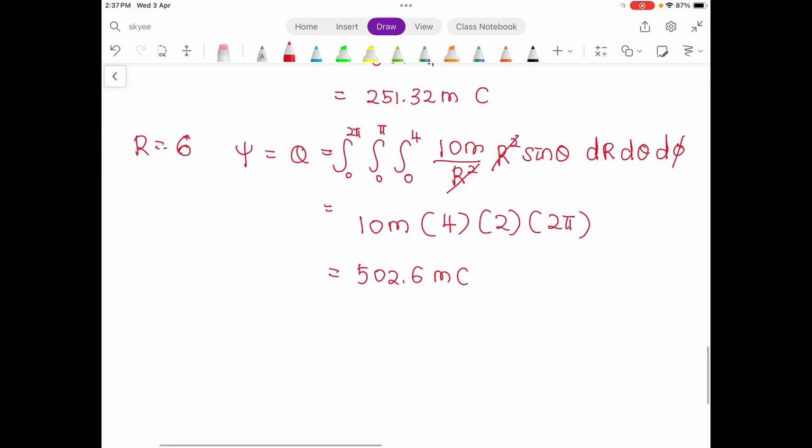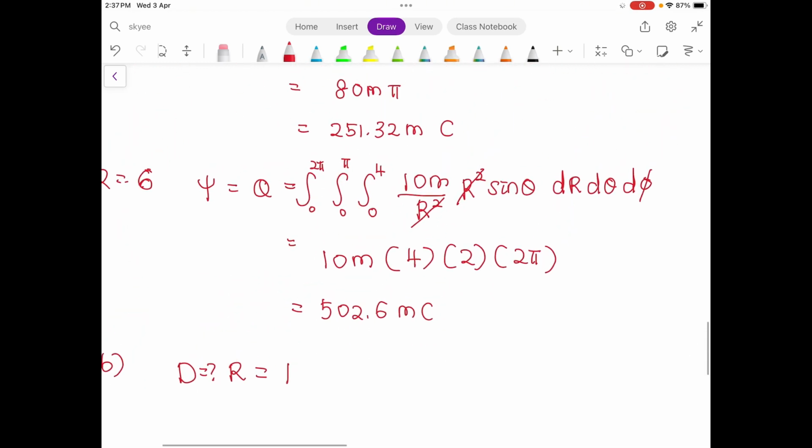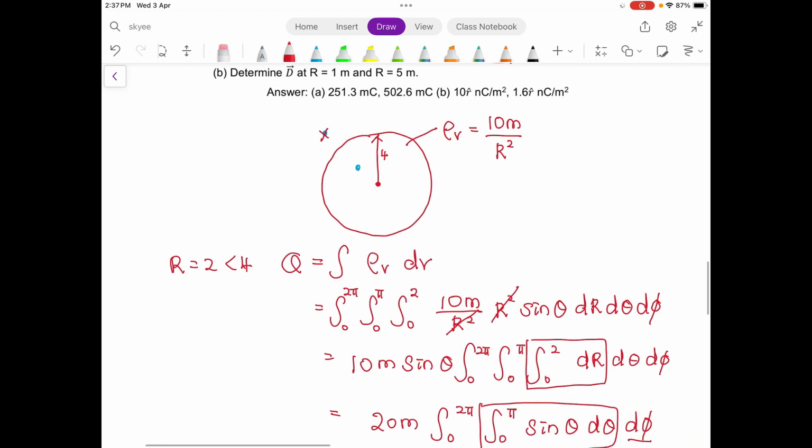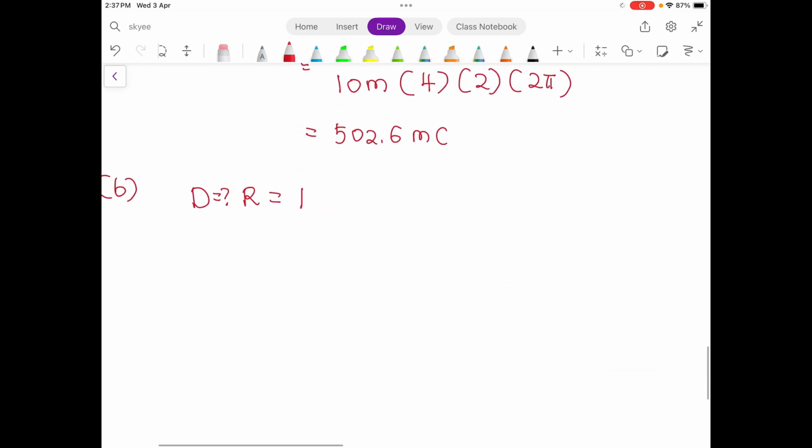Okay, so now this is question B. You have to find the D when R equals 1. R equals 1 is actually in these regions. So look at the Gauss law. The Gauss law says that this is equal to the Q.